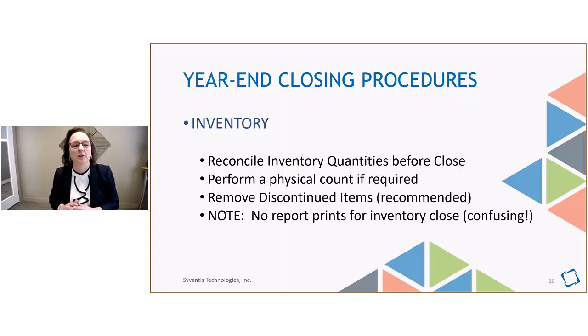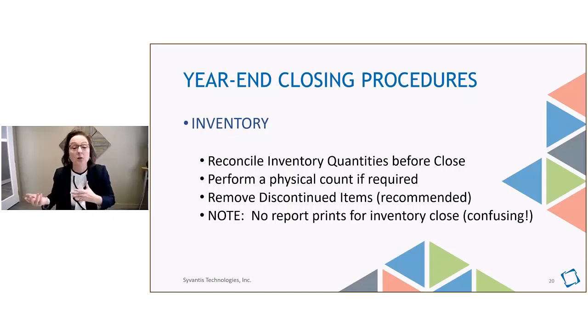Second thing you want to do is, of course, perform your physical counts and perform your adjustments and all of that. When you physically run the inventory year-end close, there's going to be a couple of boxes that are options for you. The one that I recommend that you mark, not any of the others, is called Remove Discontinued Items. If you mark that box on the inventory close, what's going to happen is it's going to take those out of the open tables and put them into history.